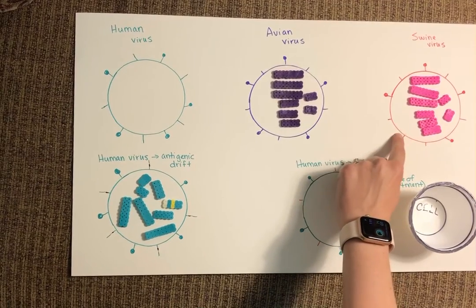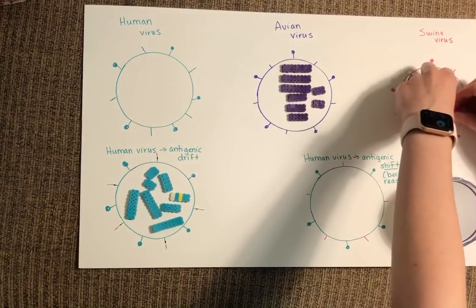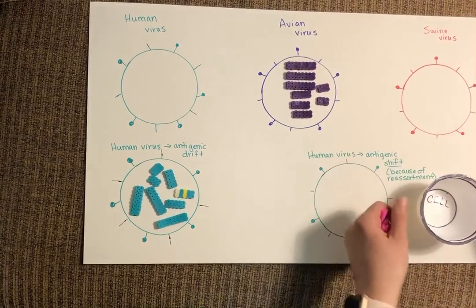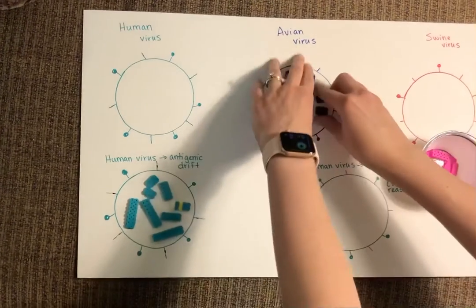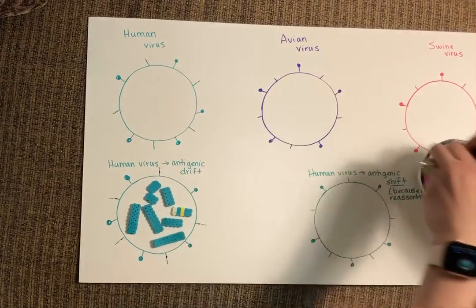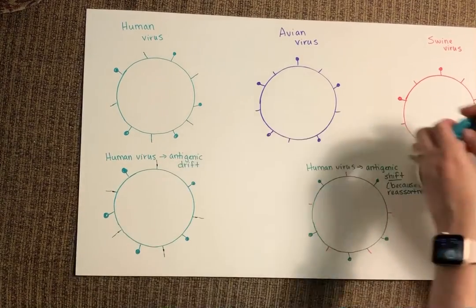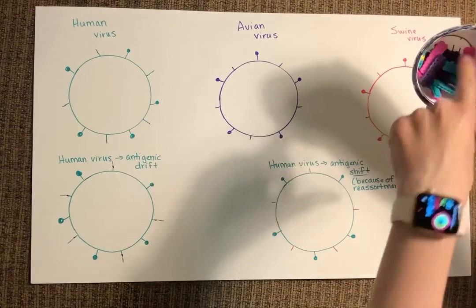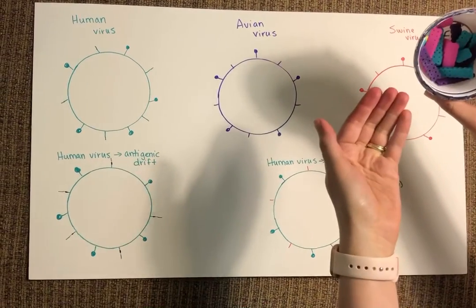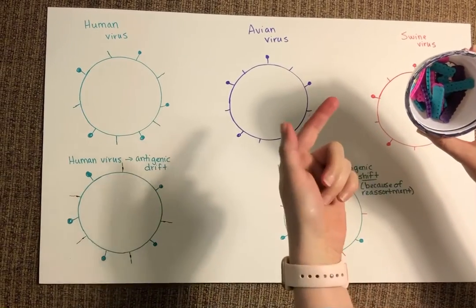Pigs, on the other hand, have an excellent diversity in their influenza receptors. And so what that means is that pigs, let's assume this is now a pig cell, can be infected by pig influenza viruses, by bird influenza viruses, and by human influenza viruses. What happens here, as you can see, is that we have lots of different pieces of influenza viruses being made all in the same cell at the same time.